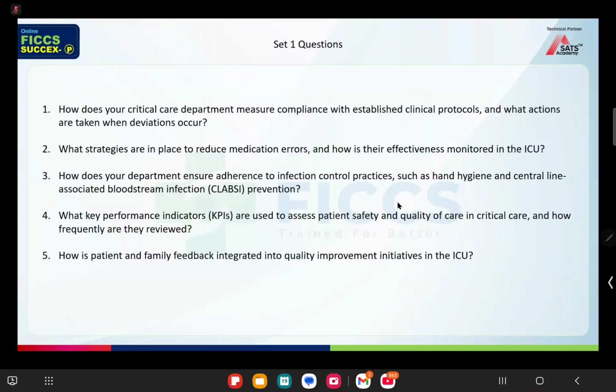Digitalization of order entry is one of the methods. Number two, ma'am, the effectiveness is monitored, the incidence is reported, and the incidence data is calculated. The number of incidents of medication error is calculated per 1,000 patients.